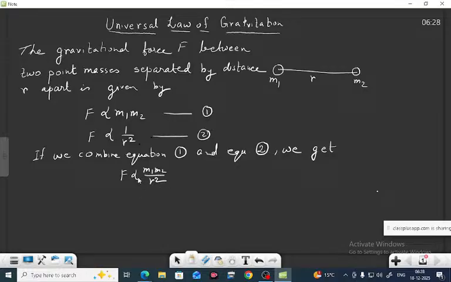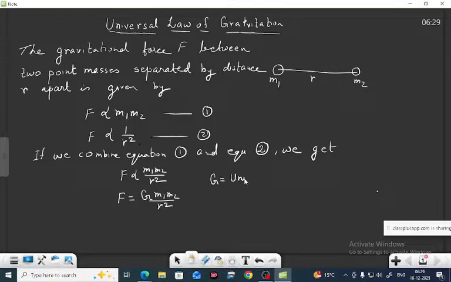Now, since this is proportional, there should be a proportionality constant, and it can be written in this way: F is equal to capital G into m1 into m2 by r square, where G is a proportionality constant, and this capital G is known as the universal gravitational constant.